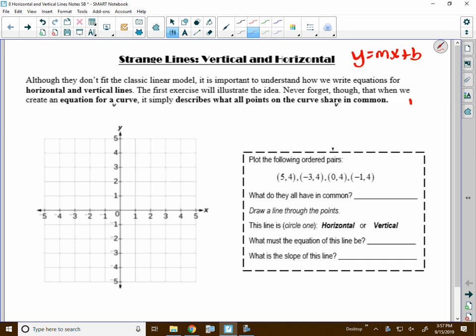So if you think about horizontal and vertical, here's our horizontal, and here's our vertical. Horizontal, think horizon, so it's straight from left to right, vertical is straight up and down. So let's look at this first one. It says plot the following ordered pairs. So we're going to plot all four of these on our coordinate plane. Go ahead and take a minute or two to plot those points.